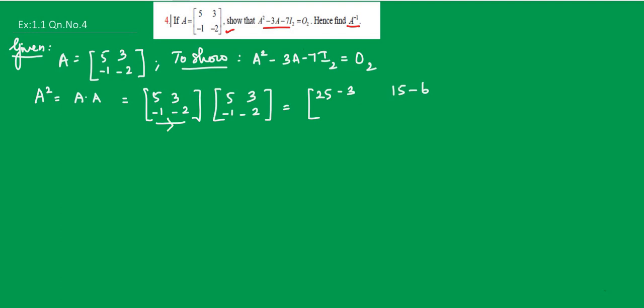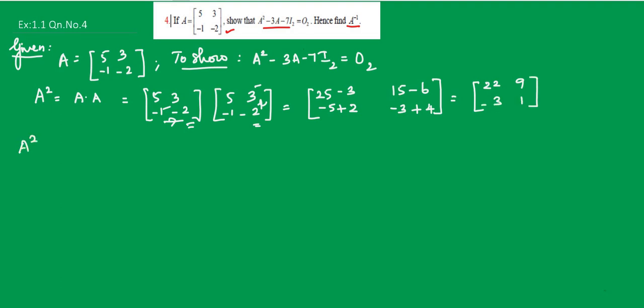Next, multiply the second row with the first column. Minus 1 into 5 is minus 5. Minus 2 into minus 1 gives us plus 2. Next, we multiply the second row and the second column. So second row, second column, minus 1 into 3 gives us minus 3. Minus 2 into minus 2 gives us plus 4. So this is equal to 22, 9, minus 3, 1. We have found what is A squared.